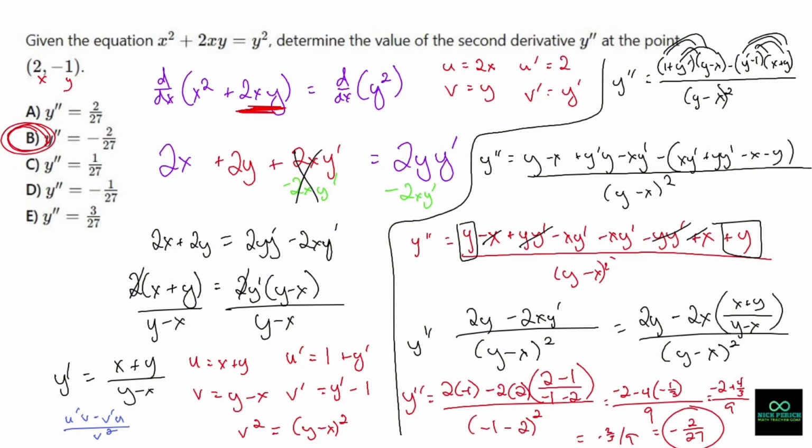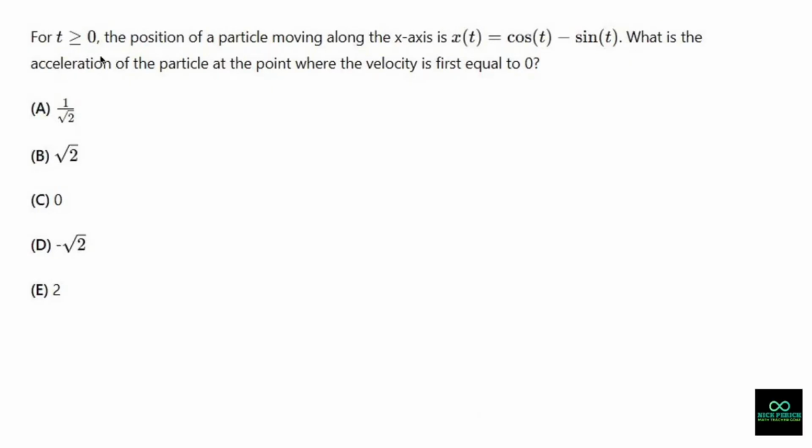That was gross. For t is greater than or equal to 0, which means time is greater than or equal to 0, the position of a particle moving along the x-axis is given by x of t equals cos t minus sine t. What is the acceleration of the particle at the point where the velocity is first equal to 0? All right, so this is the position function.